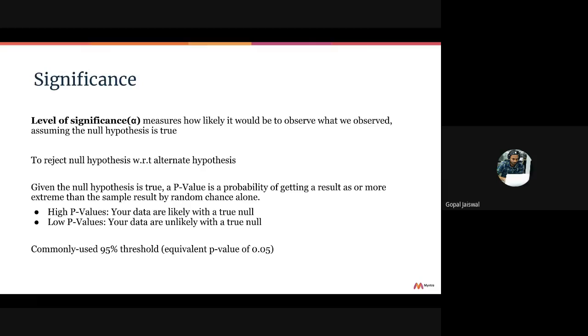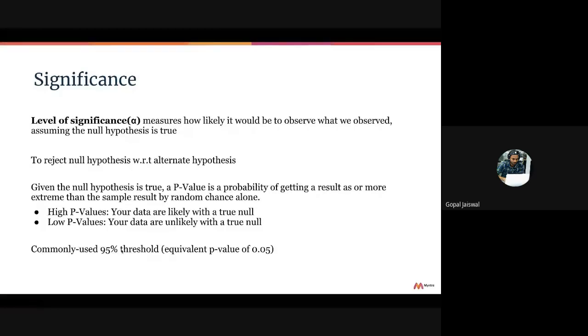So here one term came, the p-value. Assuming the null hypothesis is correct, it's a probability, basically a conditional probability of the alternate hypothesis with respect to the null hypothesis. And this value is very critical. If we get a high p-value, your data are likely with the true null, which means we are going towards the null hypothesis only, our alternate hypothesis is not winning. In case of a low p-value, your data is unlikely with the true null hypothesis. It means we are in the right direction in case of the new experience.